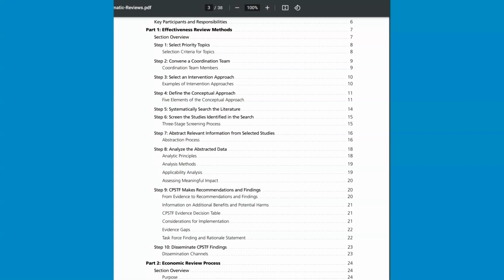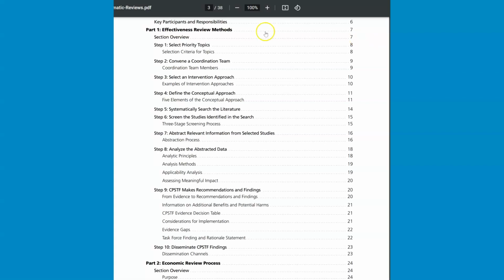And there's creative ways to do this collaborative process in step 2. Then the next step is to actually select an intervention approach. And there's actually several intervention approaches, examples of approaches that have been provided on page 10. But if you look in the appendix at the end, there's quite a few wonderful examples.